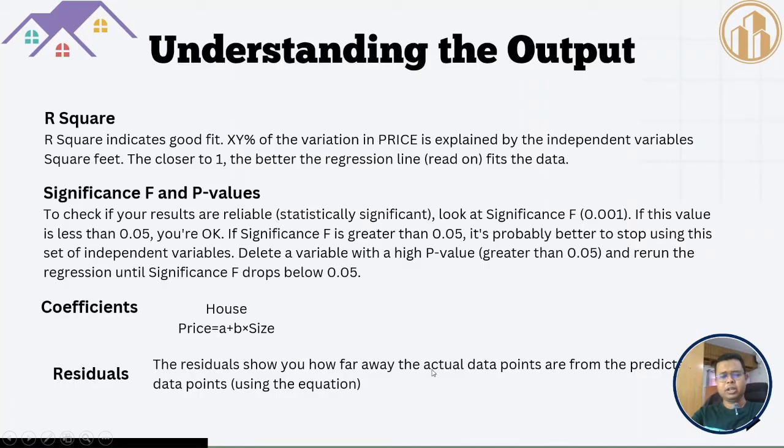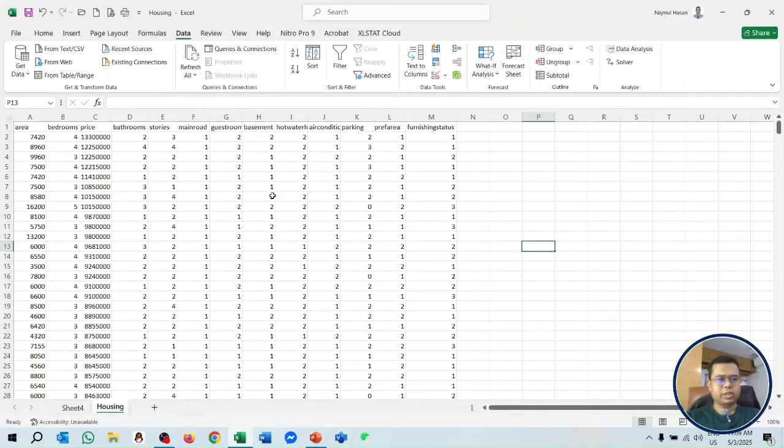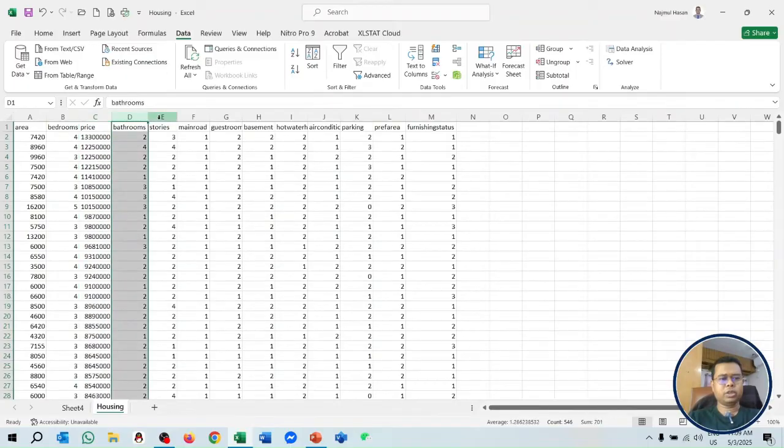And residual, actually we can investigate how the predicted value differs from the actual value. Okay, this is the data set of housing price. So here you will find the area of the house, the number of bedrooms of the house, this is the price, the bathrooms, the number of stories.